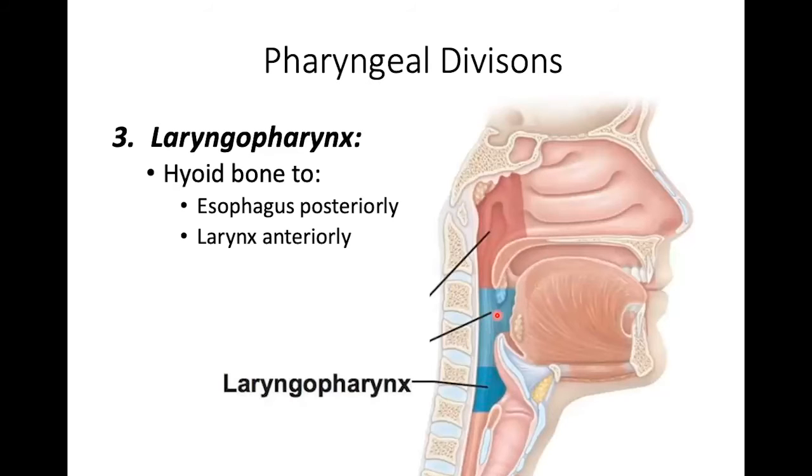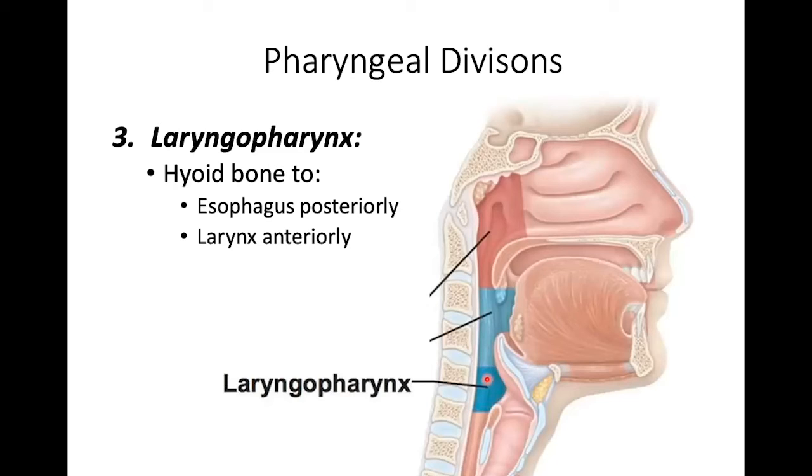Now moving inferiorly from the oropharynx, we're moving into the laryngopharynx. And the laryngopharynx is located at the same level as the hyoid bone. Remember, this is that floating bone that is part of the axial skeleton that we took a brief look at back when we looked at skeletal anatomy and then really haven't talked about since. It's located at the same level as the hyoid.